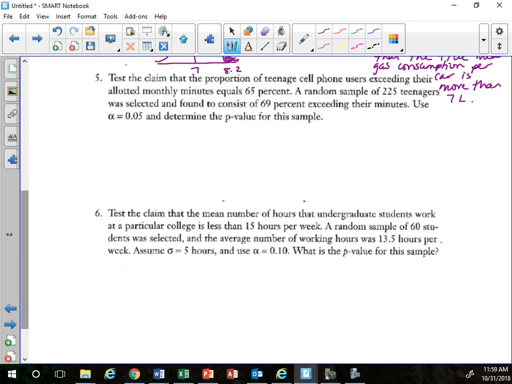First thing I want you to do is name the test, okay? We're going to name the z-test, define what P is, since it's a proportion, then write our null, write our alternative, and check conditions. All of that stuff's the same, and then I'm going to show you how you do it on your calculator.